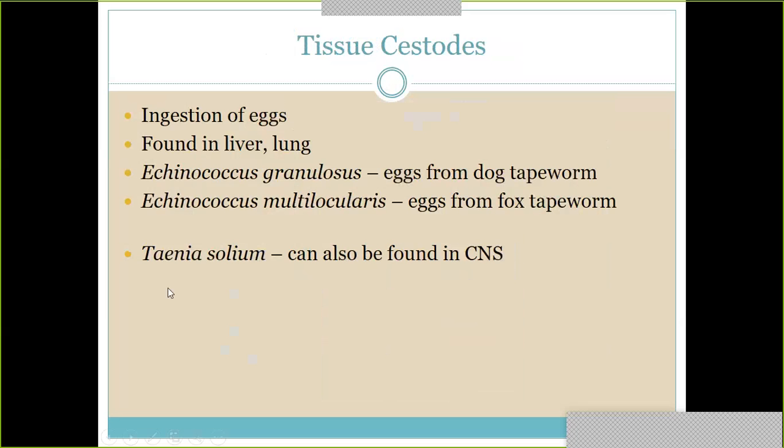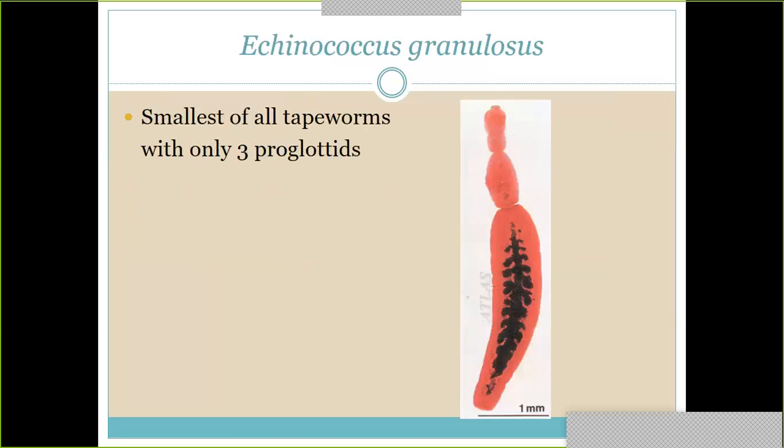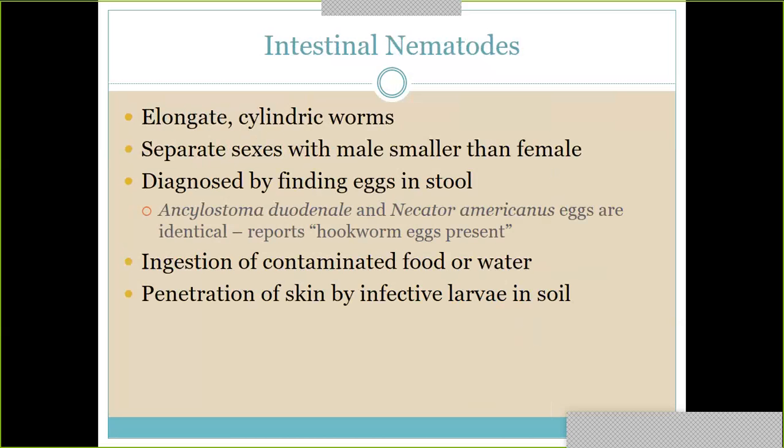Okay, next are tissue cestodes. You have Echinococcus. I am not going to test you on Echinococcus, so you do not need to remember those at all. And then it just re-mentions again, Taenia solium can be found in the tissues because they can go up and also into the central nervous system. So it's just a re-mention of that. So there's Echinococcus granulosus. It's a very small tapeworm. It only has 3 sections, 3 proglottids, as you can see. So again, do not worry about the Echinococcuses.